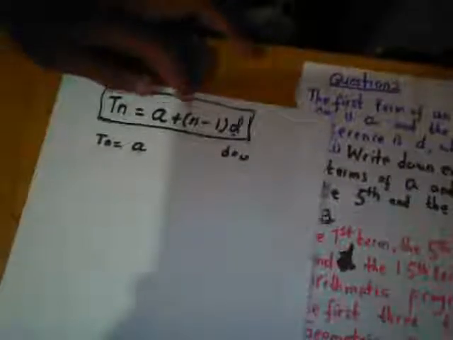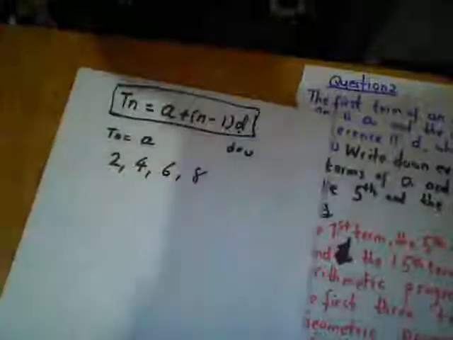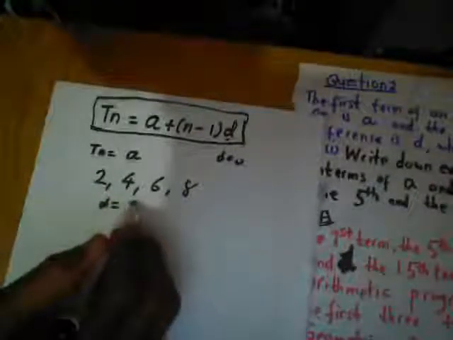Tn means the nth term, it can be term 1, term 2, term 3. A is the first term. N is how many terms, so if it's 5, you put 5 here. D is the common difference. How do you know something is an arithmetic sequence? For example, 2, 4, 6, 8 is an arithmetic sequence because 8 minus 6 is the same as 6 minus 4 and 4 minus 2. That's what we call the common difference, which in this case is 2. Let's go to the question now.